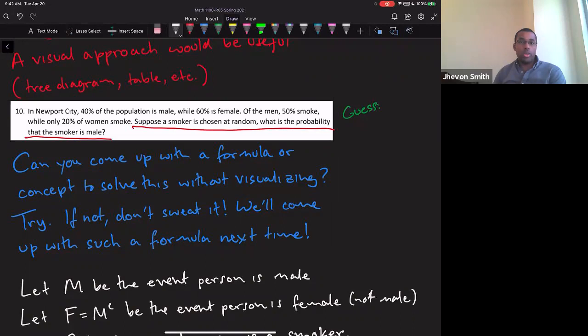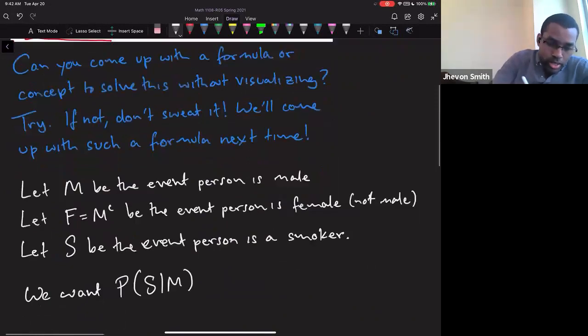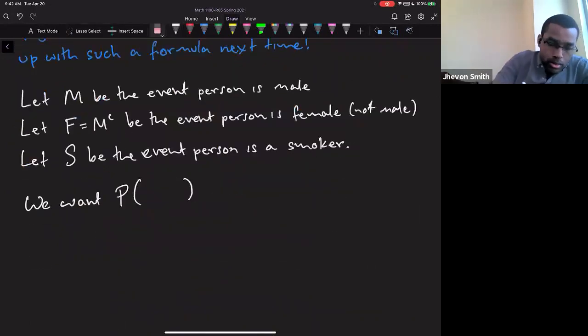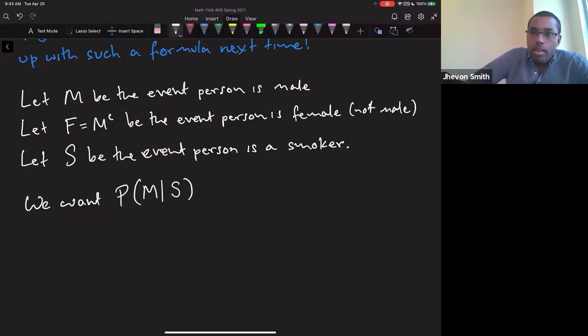A smoker is chosen at random. What is the probability that the smoker is male? Which one is the given event? The smoker, right? The smoker is what happens first. We chose a smoker first, right? We gathered all the smokers. That is the event that happens first. So given that we're choosing from the set of smokers, what is the probability that we chose a male?